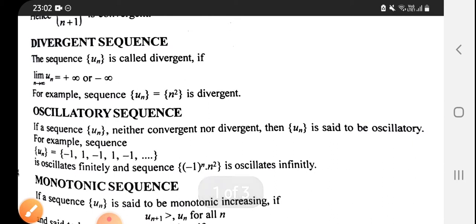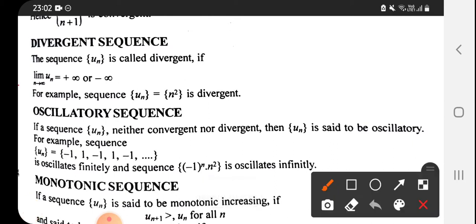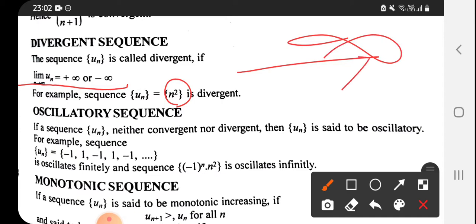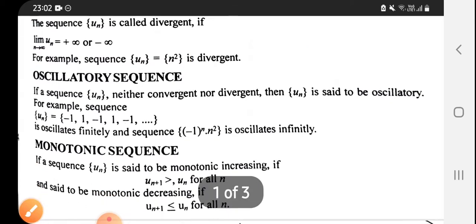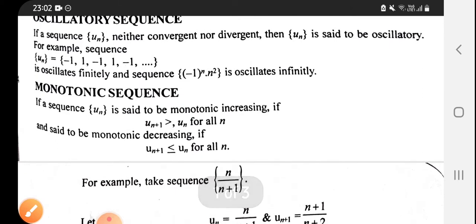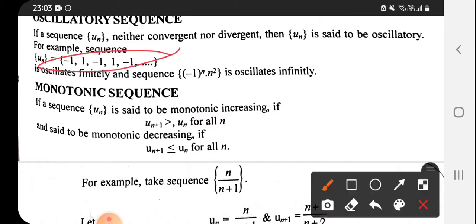Divergent sequence. If the limit as n tends to infinity of un is plus infinity or minus infinity, then the sequence is divergent. For example, n square: if we increase the value of n, this sequence goes to infinity. Oscillatory sequence. If a sequence un is neither convergent nor divergent, then this is called an oscillatory sequence. For example, minus 1, plus 1, is an example.